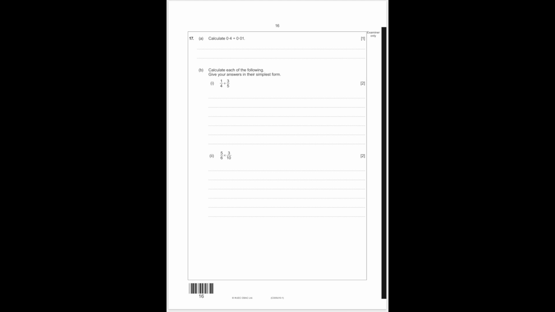(17a). Calculate 0.4 divided by 0.01. Okay, so we're doing a division calculation. So I'm doing 0.4 divided by 0.01.